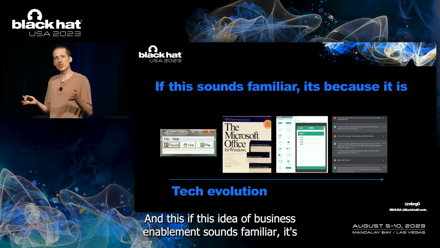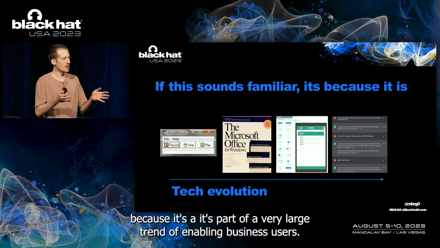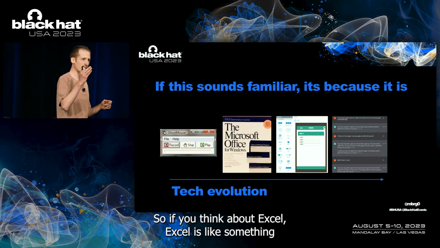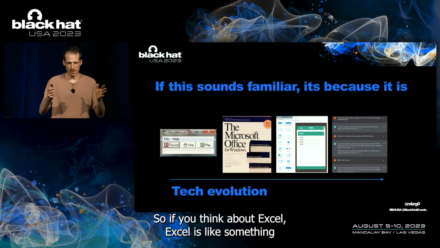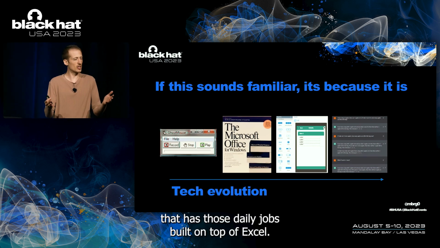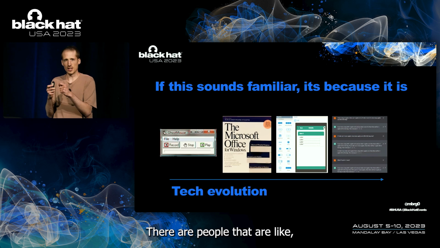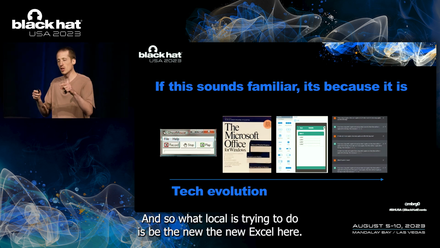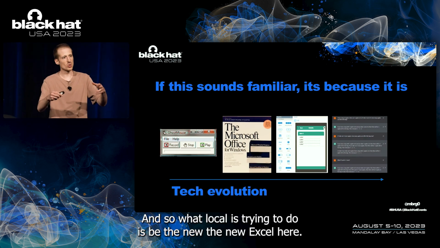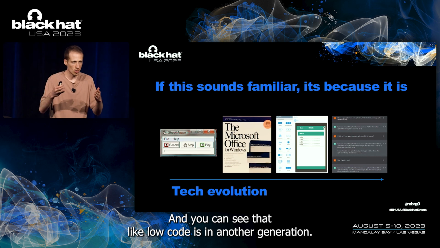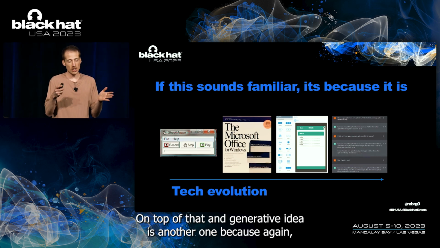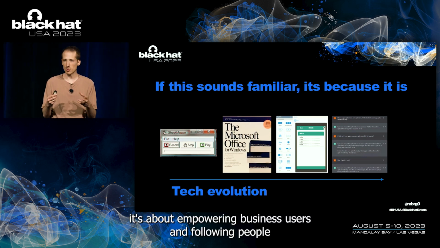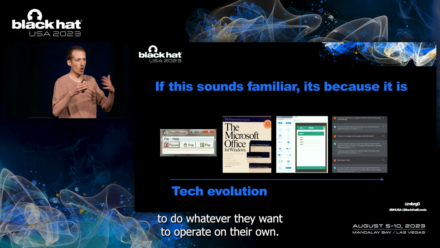And if this idea of business enablement sounds familiar, it's because it's part of a very large trend of enabling business users. If you think about Excel, there are jobs built on top of Excel, right? There are people who say, this is the one software I've been using throughout my career. This is the ultimate low-code platform. And so what low-code is trying to do is bring the new Excel here. Low-code is another generation on top of that, and generative AI is another one. Because again, it's about empowering business users, empowering people to do whatever they want to operate on their own.